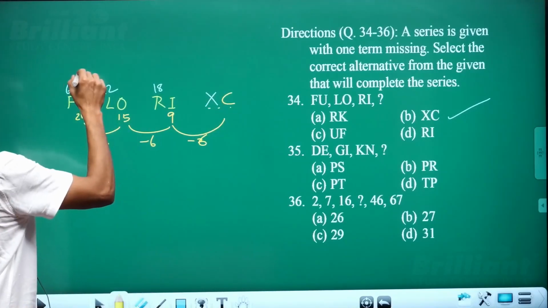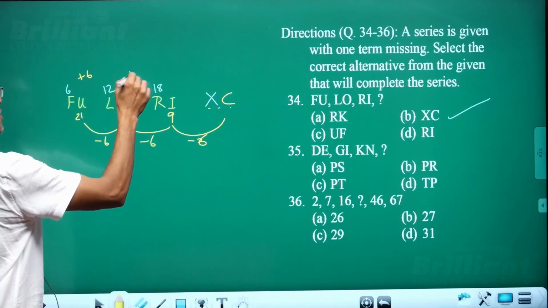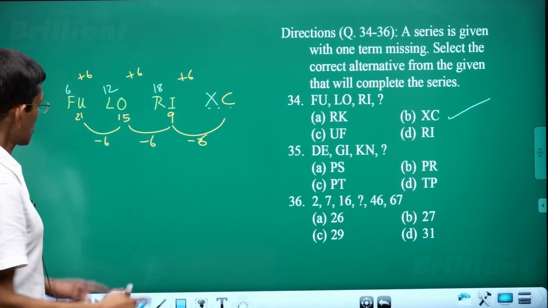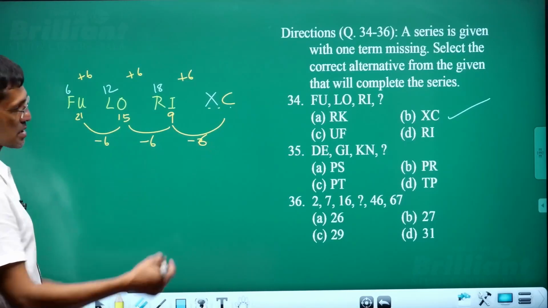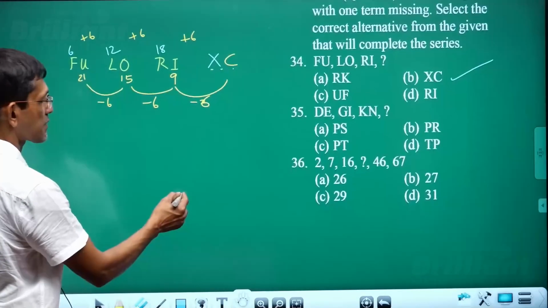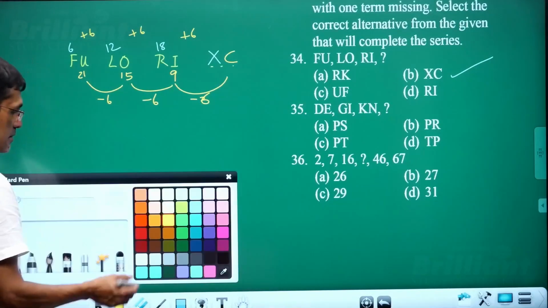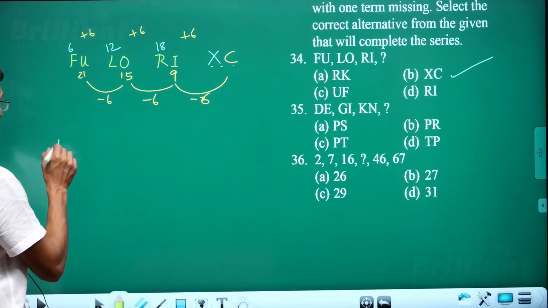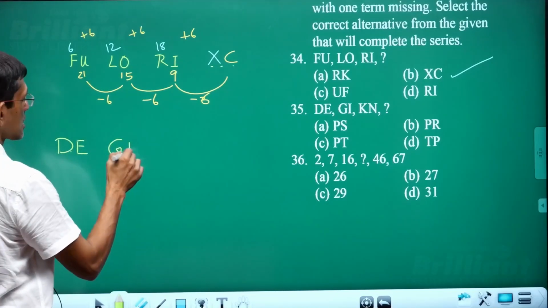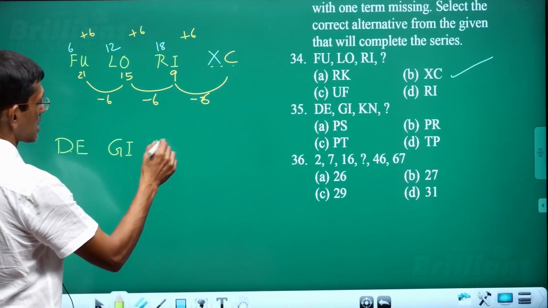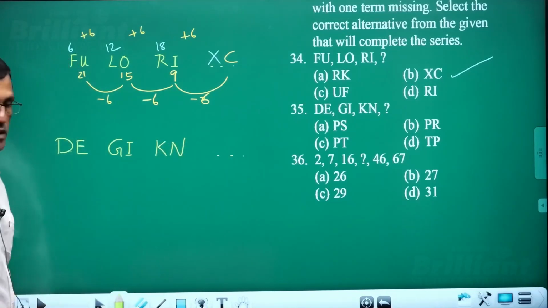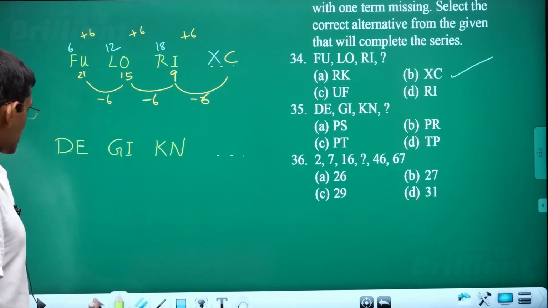So this pattern is what? Plus 6. 6 plus 6 is 12. 12 plus 6 is 18. 18 plus 6 is 24. And for the second letter, minus 6, minus 6, minus 6 is the pattern. How about question number 35? DEGIKN. What are the next two letters we are looking for?